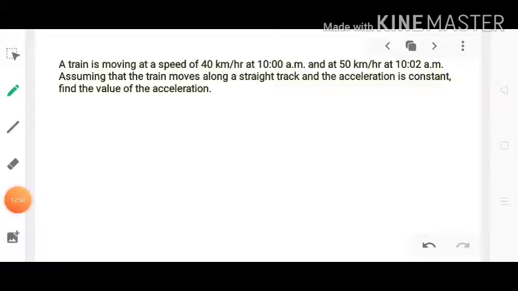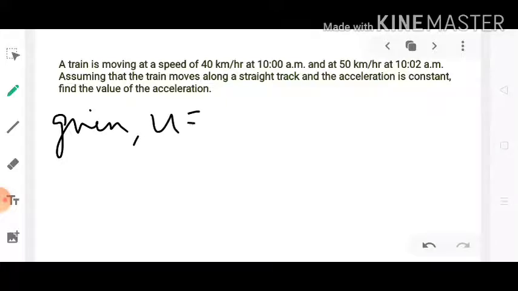So this is the solution for this question. Let's quickly move to the next question. A train is moving at a speed of 40 km per hour at 10 am and at 50 km per hour at 10:02 am. Assuming that the train moves along a straight track and the acceleration is constant, find the value of acceleration. So first we have to identify the given values.